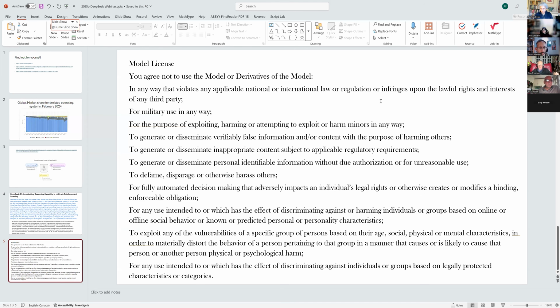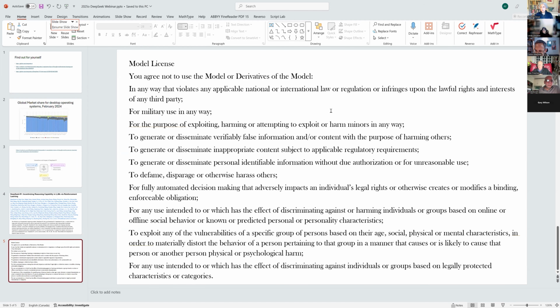This is the model license, and this is the sort of stuff that I think would make a Trumpite turn in their grave or wake up at night, because it's full of what would be called woke language. It says you're not allowed to use this model to exploit or harm minors, and then it goes on, and you should read, for any use intended to or which has the effect of discriminating against or harming individuals or groups based on social behavior, exploit the vulnerabilities of a specific group of persons based on age, social, physical, or mental characteristics.